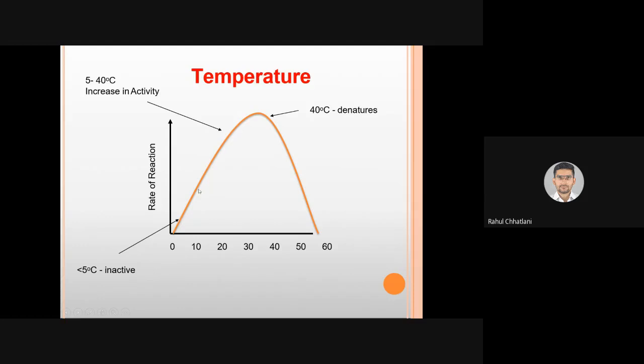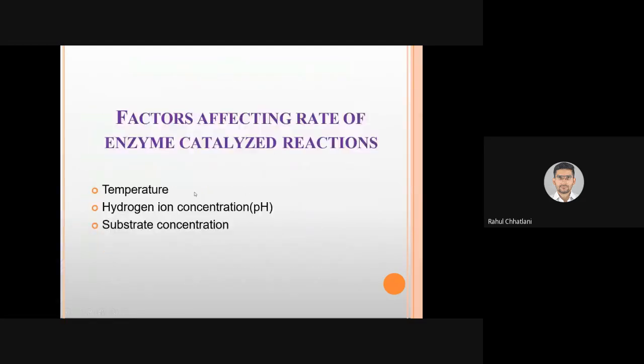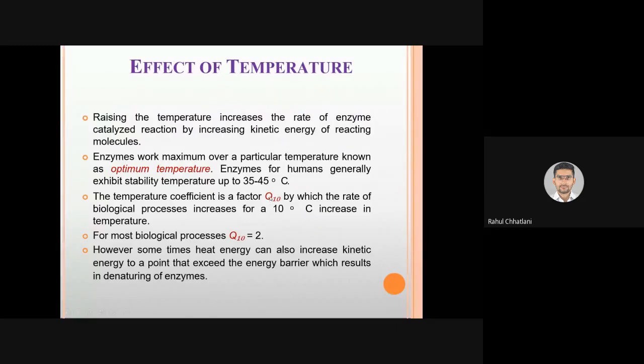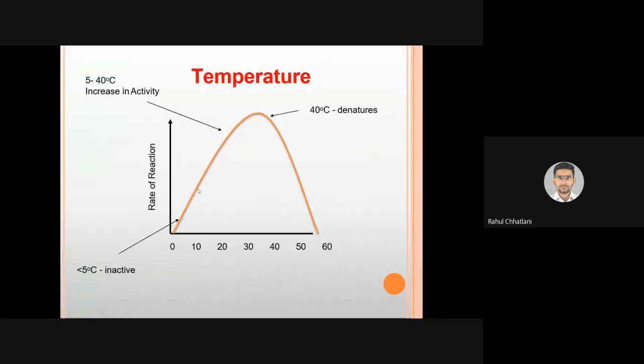From 5 degrees to 40 degrees, there is an increase in activity, depending on this temperature coefficient. Yes, compare 5 with 15, compare with 25, compare with 35, compare with 45. So it will be double. Say for example the rate of reaction was only 2 substrates; here it will become 4. Instead of 2, 4; instead of 4, 8; instead of 8, 16. So it keeps on doubling for a normal biological process.